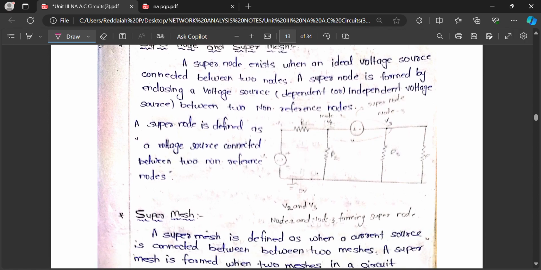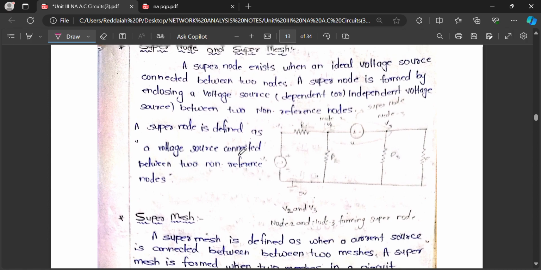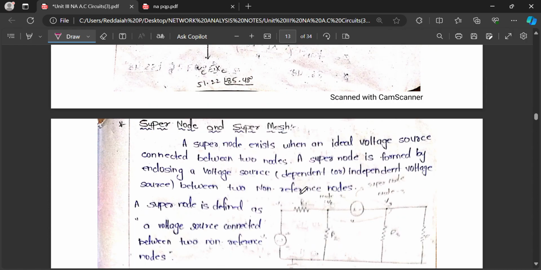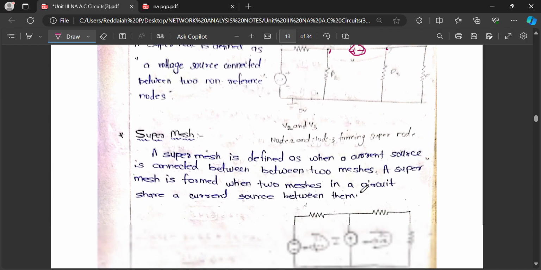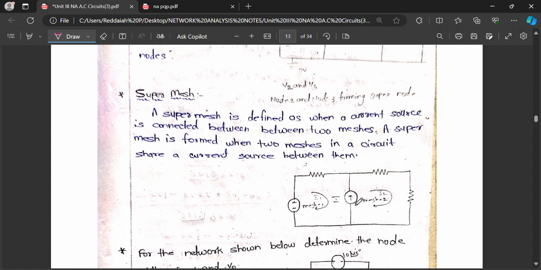Supernode and supermesh also will come. What defines a supernode and a supermesh for AC circuits? A supernode exists when an ideal voltage source is connected between two nodes. A supermesh means a current source appears between two meshes. A supermesh is defined as a current source connected between two meshes.